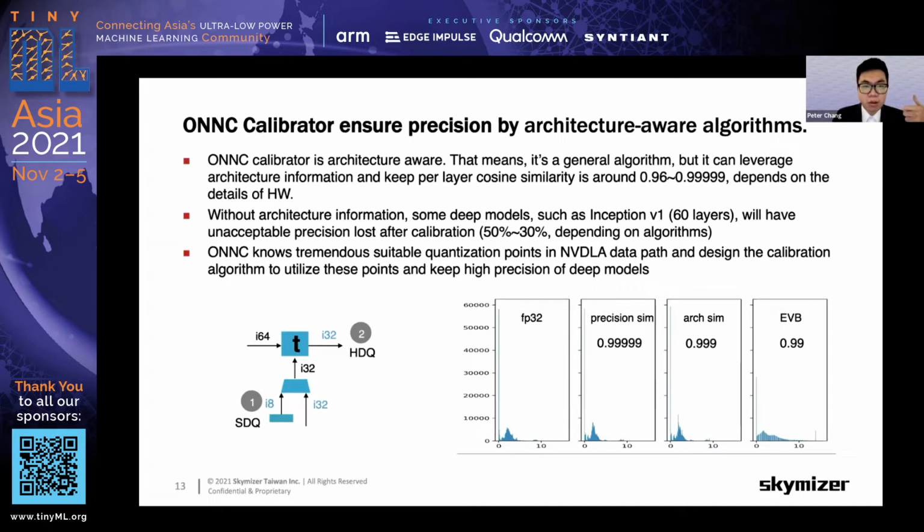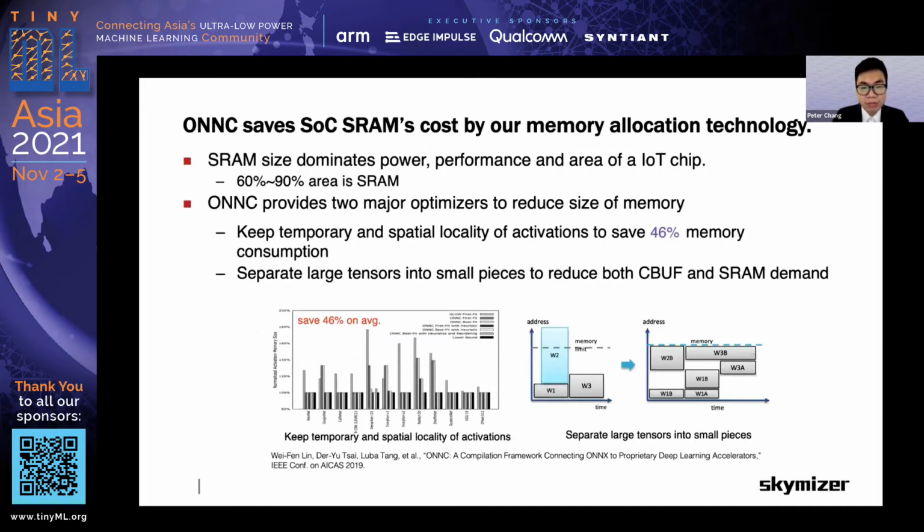And we provide our calibrator to use the hardware support in the deep learning accelerator precisely to ensure their cosine similarity, its performance, and its precision. And finally, the most important one is how to save our memory. It's important for IoT devices because SRAM size dominates power, performance, and area. Nearly 60% to 90% of the area of an IoT chip is SRAM. So this is why that is really important.